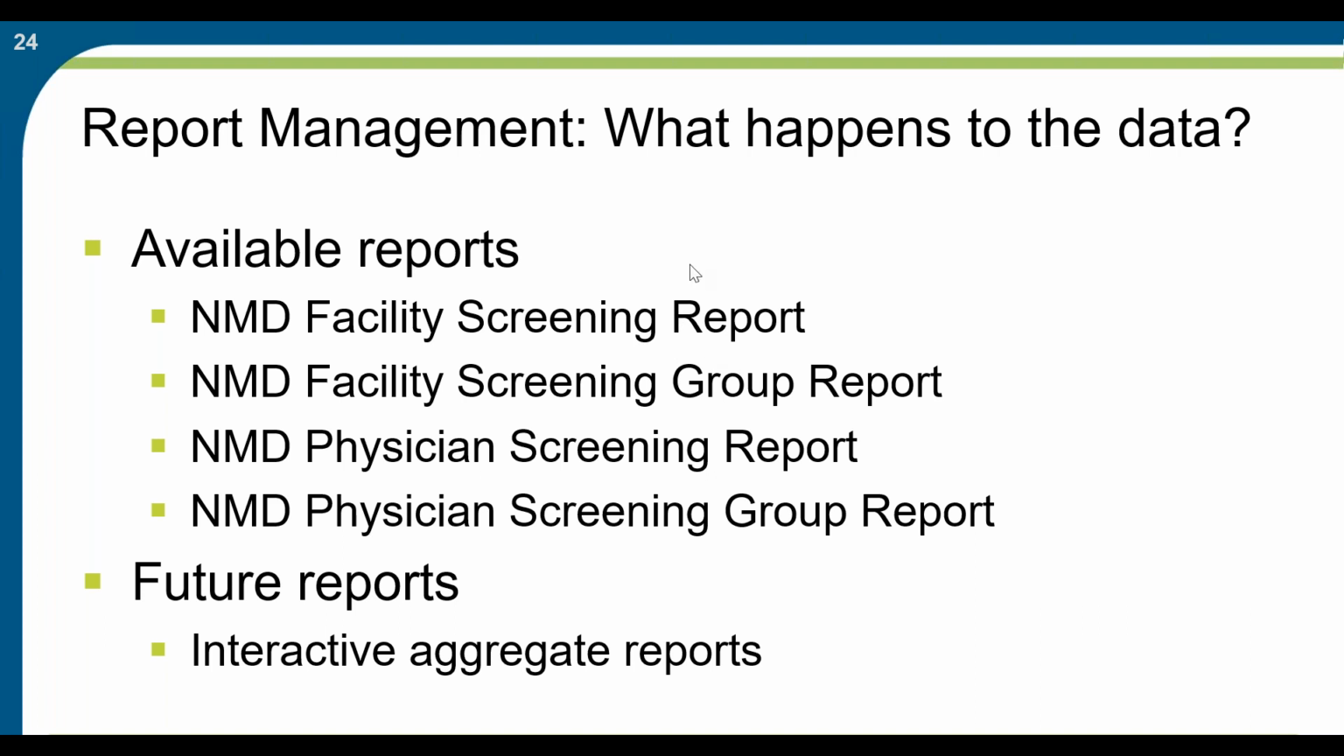Broadly, there are two types of reports, either a facility level report or a physician level report, and simply those are the different levels or comparisons that can be done. So the facility reports compare one facility in the registry to others or to all the facilities within the NMD registry as a whole, while the physician reports do the same or a similar thing, but at the physician level.